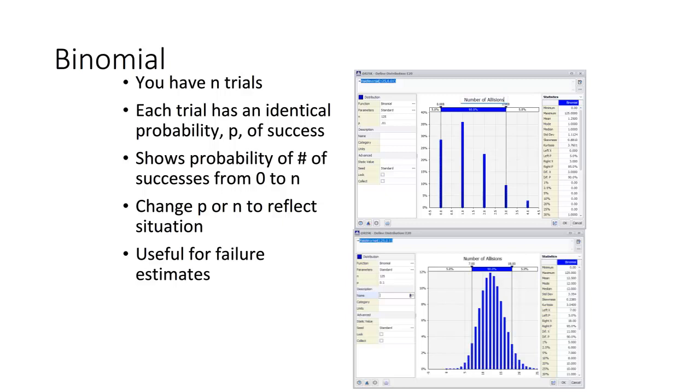This is really useful for failure estimates. If n is the number of years that you live in a floodplain, let's say that you live there for 75 years, and P is the probability of having a flood of the 10-year floodplain or greater, a 10-year or greater flood in any given year, that's going to be 10%. And so you can use this to estimate the likelihood of 0 through 75 floods. So the binomial is a little hard to pick up on one slide, but fortunately we spend some time with it elsewhere in the course.